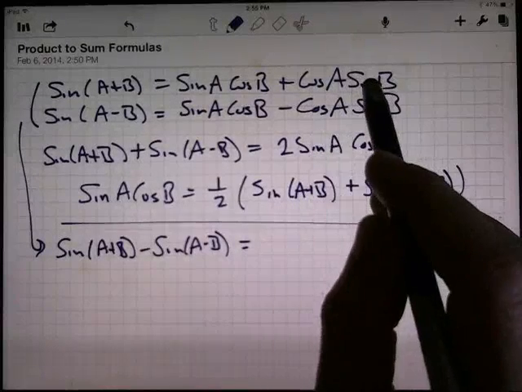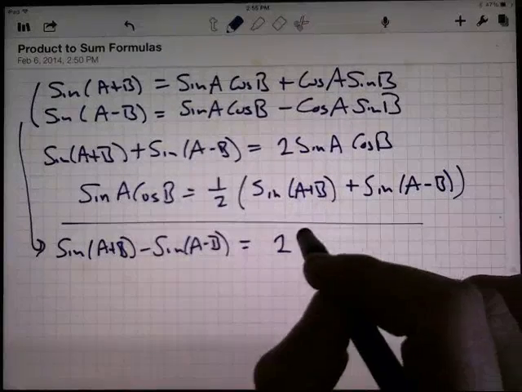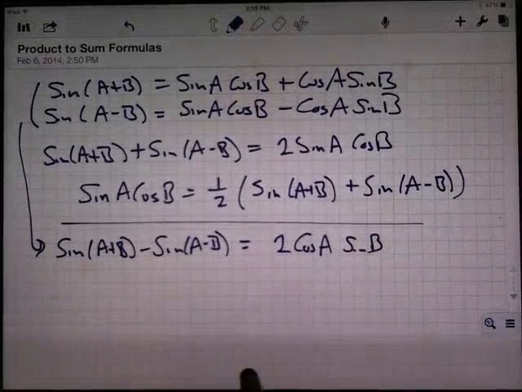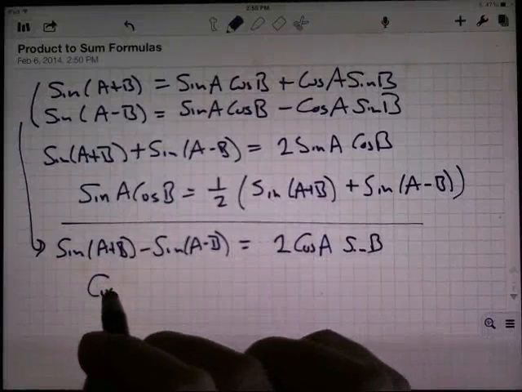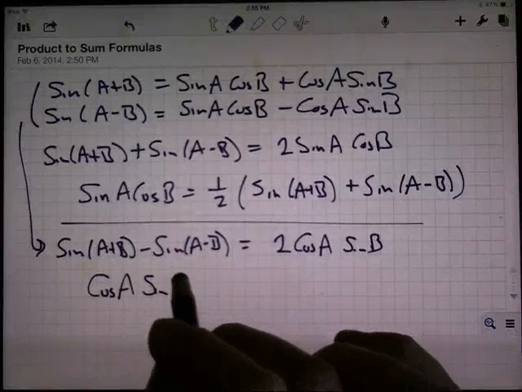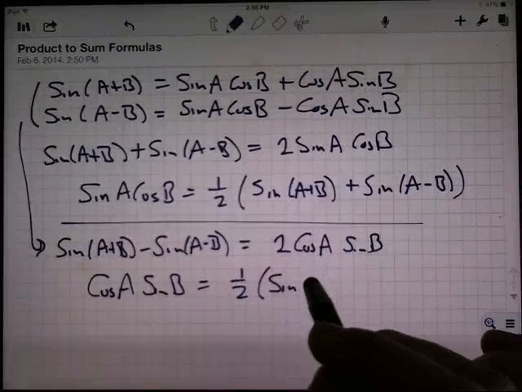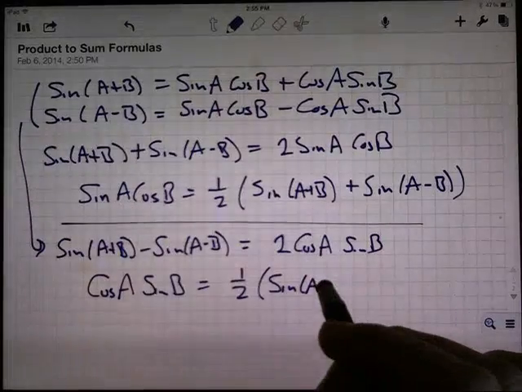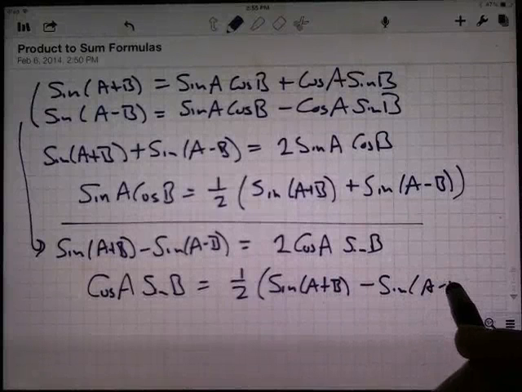Cos a sine b, subtracting negative cos a sine b. Those actually add up to be 2 cos a sine b. And so I can do the same thing I did before here, divide by 2. So I've got cos a sine b equals 1/2, the difference here, sine of a plus b minus the sine of a minus b.